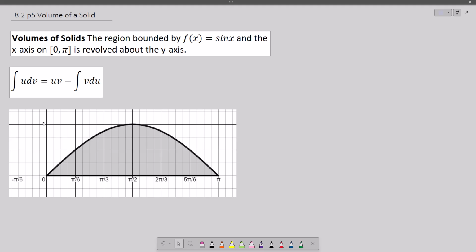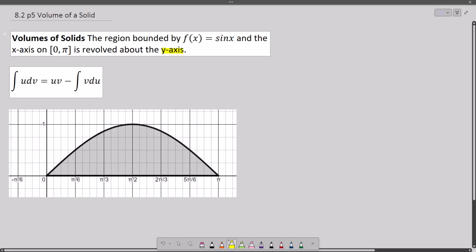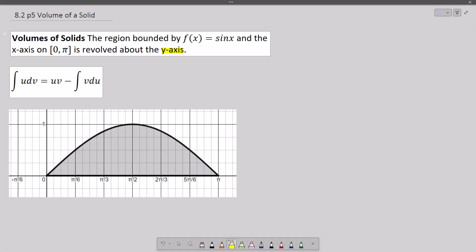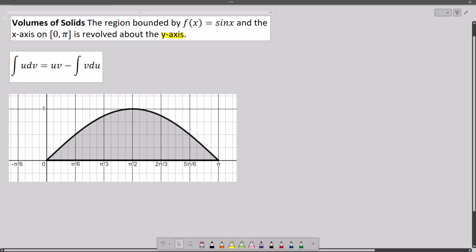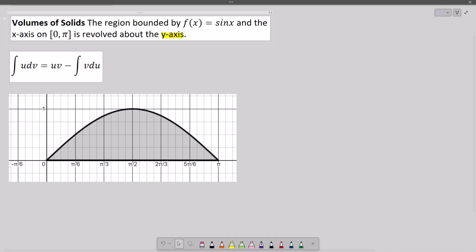All right, so this is integration by parts, but here we're going to find the volume of a solid where we do a revolution around an axis. So this should be very familiar and very interesting because you already know how to do it. All right, so a little bit of a review. We are going to rotate around the y-axis, around that axis right there, and we are going to use cylindrical shells.